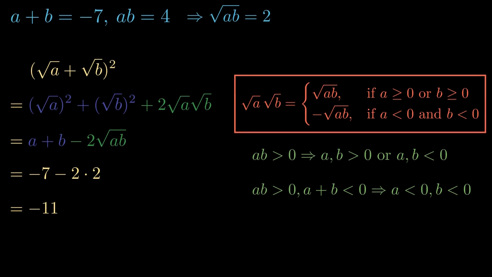If we had assumed that square root of a times square root of b equals square root of ab, no matter what, then we would have gotten the wrong answer. This is why we need to remember that square root of a times square root of b can either equal positive or negative square root of ab, depending on what the values of a and b are. Otherwise, we can end up with some catastrophic results.